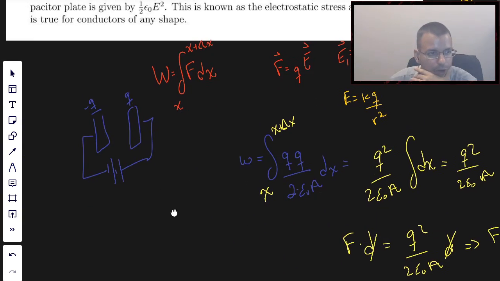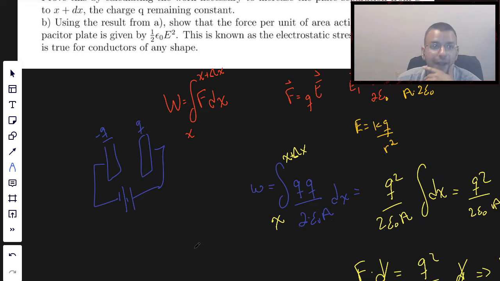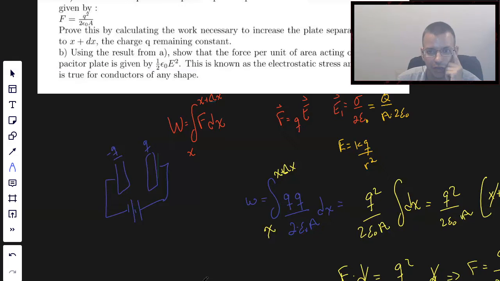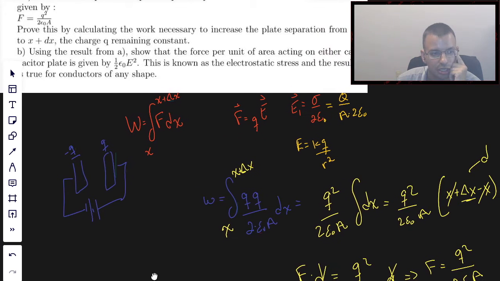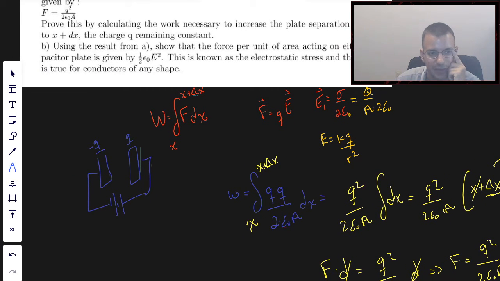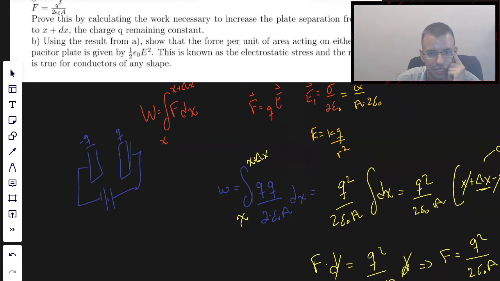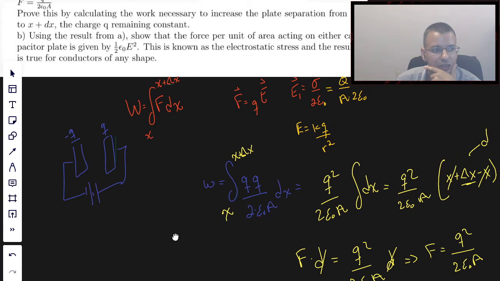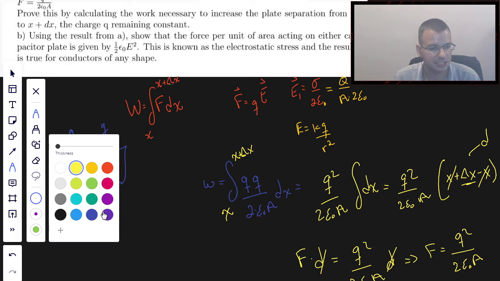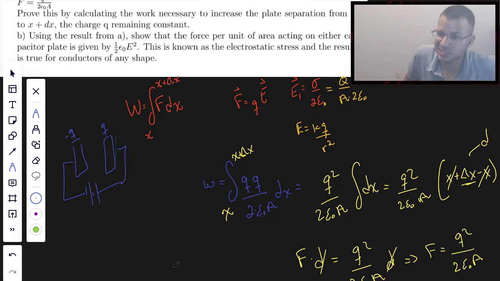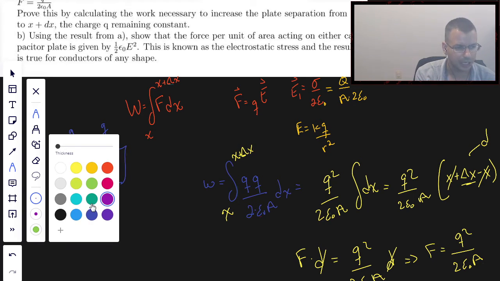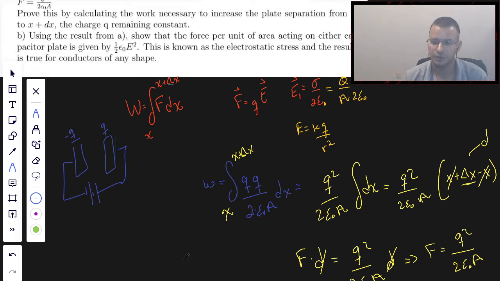All right, so for part B, we want to use the result from part A and show that the force per unit area acting on either capacitor plate is given by 1/2 epsilon naught E squared, which is known as electrostatic stress, and the result is true for capacitors of any shape. Electrostatic stress kind of makes sense. Stress is basically the mechanical equivalent of pressure. You've heard of stress strain curves, basically how much a metal deforms based on how much you're pulling on it, and that stress is measured in force per unit area.